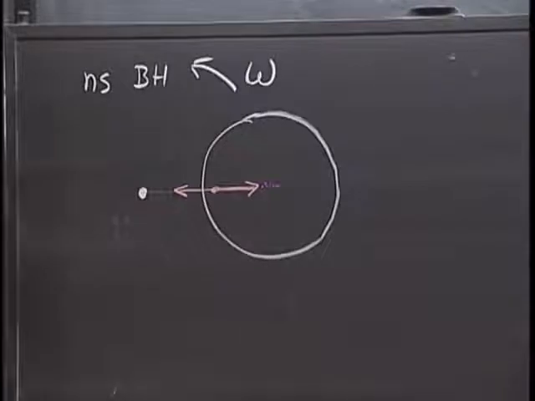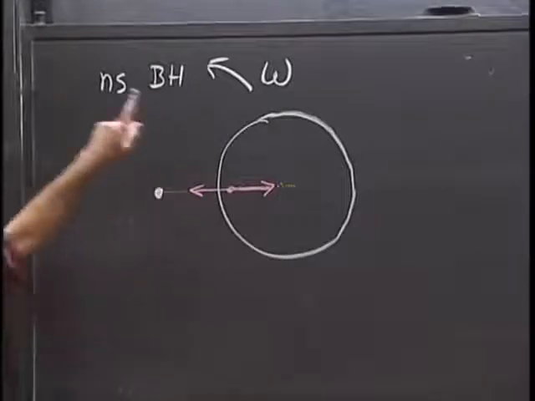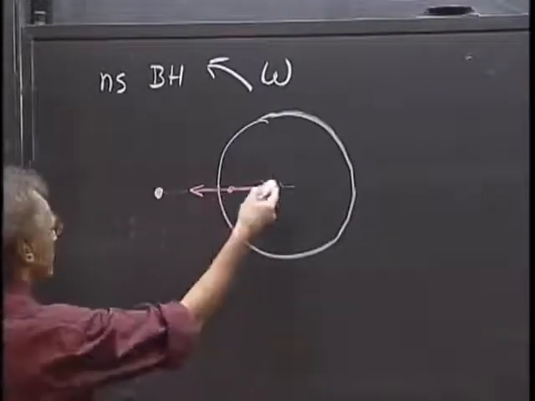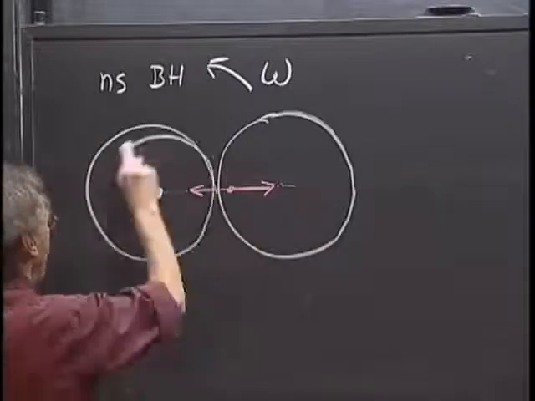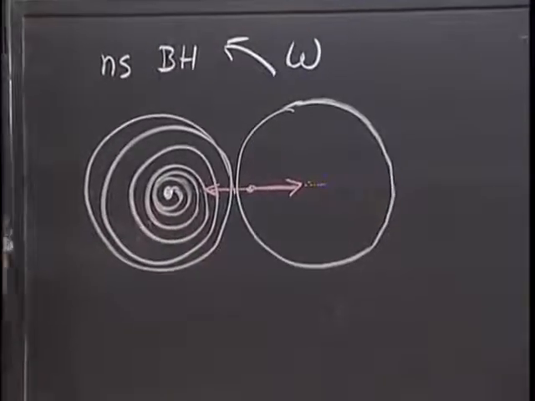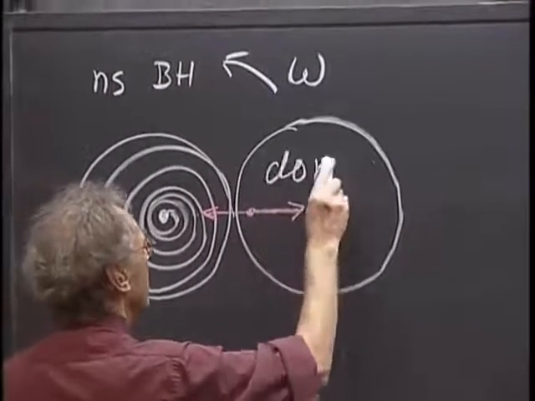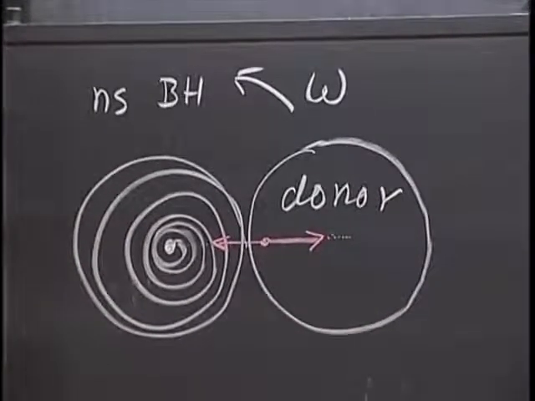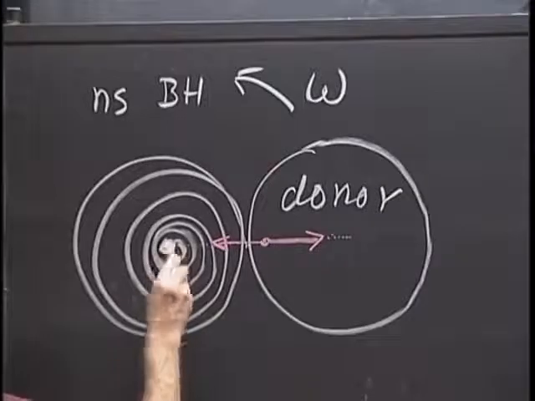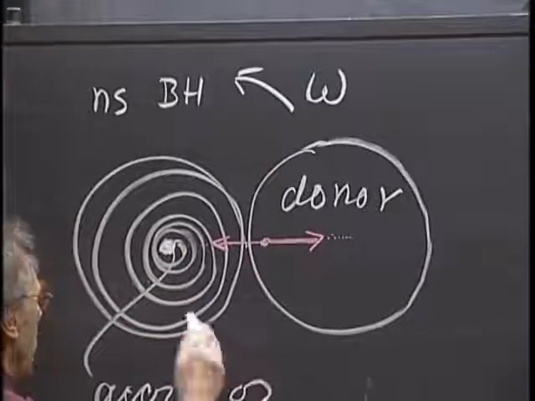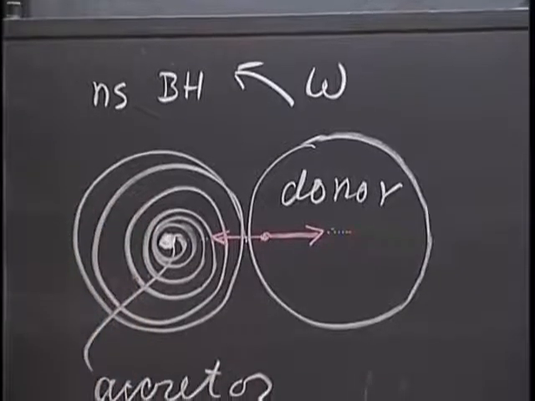It's energetically more favorable, because the force in this direction is larger. Now, since they go around each other, it cannot fall radially, and so what will happen is that this matter from this star is going to spiral in through a disk and finally finds its way onto the neutron star. So it shouldn't surprise you, therefore, that this star is called the donor. It provides the mass, and this small object here, could be a neutron star, is called the accretor, and this disk is called the accretion disk.